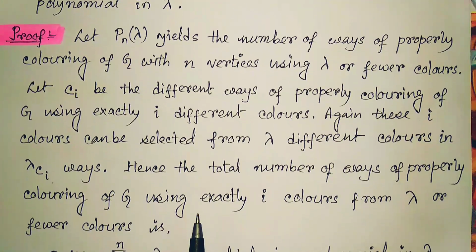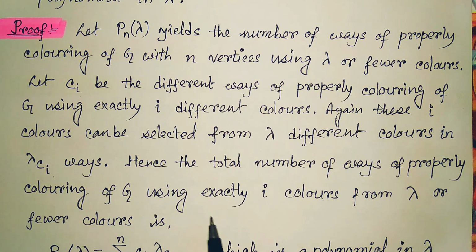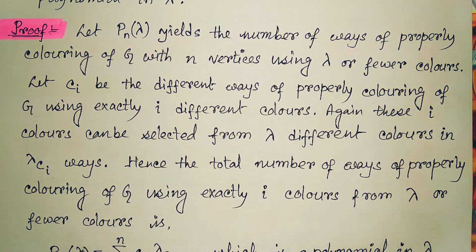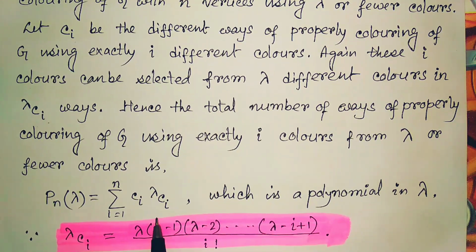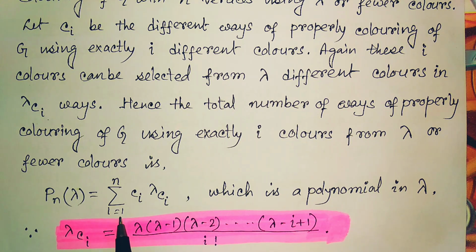Hence the total number of ways of properly coloring G using exactly i colors from lambda or fewer colors is this one. When i is equal to 1, it is C1 lambda C1. When i is equal to 2, it is C2 lambda C2. In this way, we find the number of ways to color by choosing 1, 2, 3, 4, up to lambda colors, and finally if we add all of them, we find the total number of ways by which we can color the given graph using the lambda different colors.